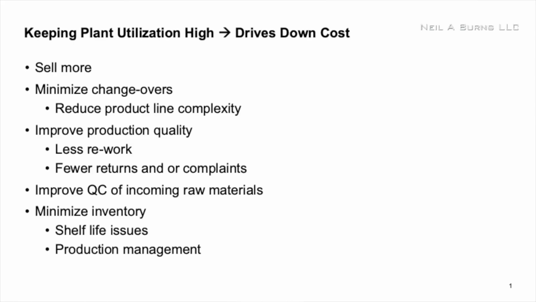Keep an eye on the incoming raw material quality control. Again, that ties into production quality and minimizing rework. Minimize inventory, keep an eye on shelf life. All these basic production management 101 types of principles enable you to boost utilization up over that 90% level, thereby differentiating yourself in terms of unit production cost, and ultimately profitability.